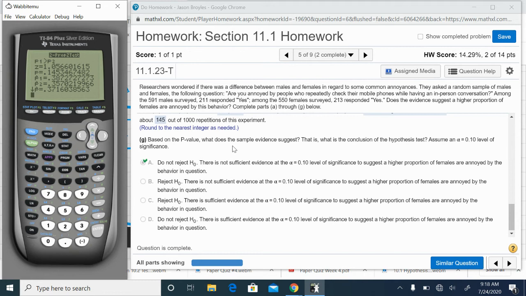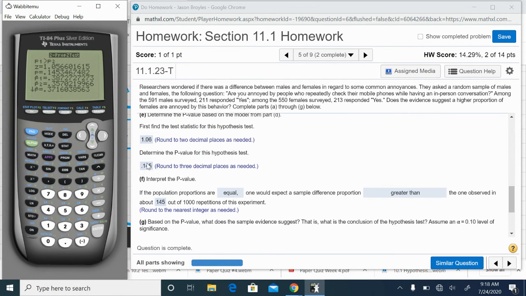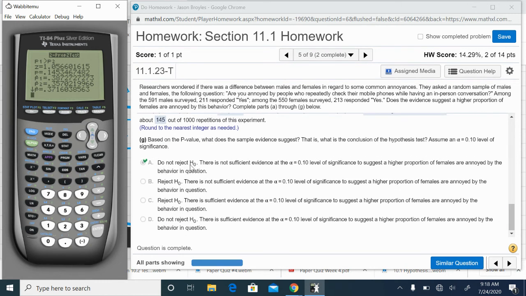Based on the p-value, what does the sample evidence suggest? So this is a very large p-value. It's much, much greater than the alpha. So we do not reject. When the p-value is bigger than alpha, then we do not reject, and we say there is not sufficient evidence. Do not reject, there is not sufficient evidence. Those always go together. So we pick that one. And that's it. That's the end of that question.